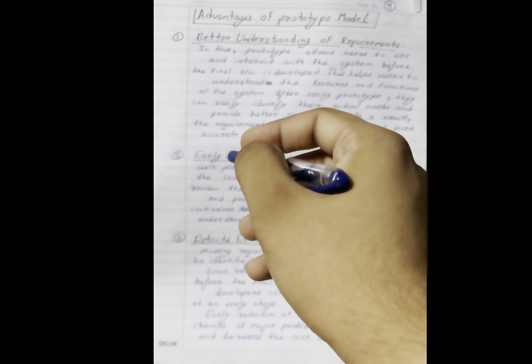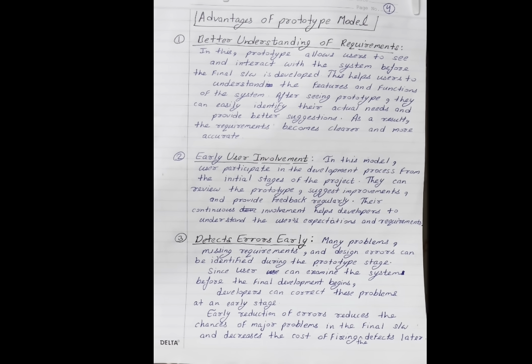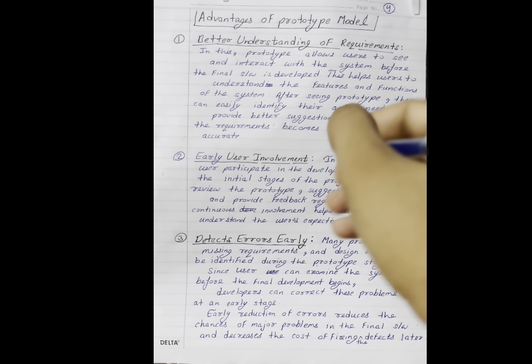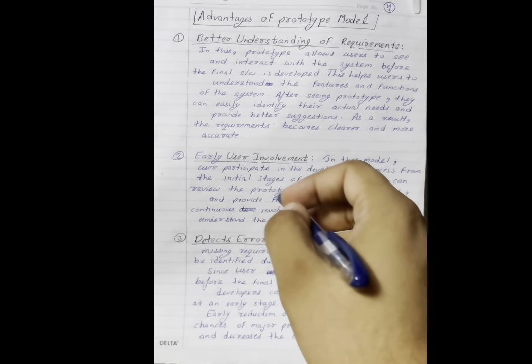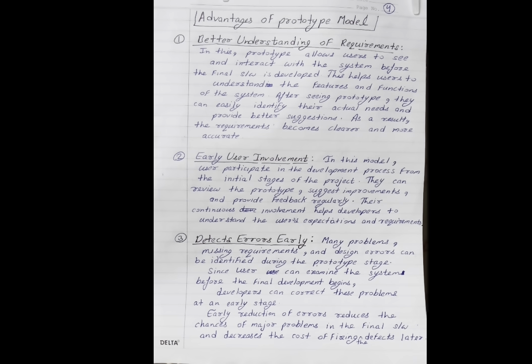Next advantage is early user involvement. In this model, users participate in the development process from the initial stage of the project, and they can review the prototype, suggest improvements, and provide feedback regularly. This continuous involvement helps the developers understand the user expectations and requirements.